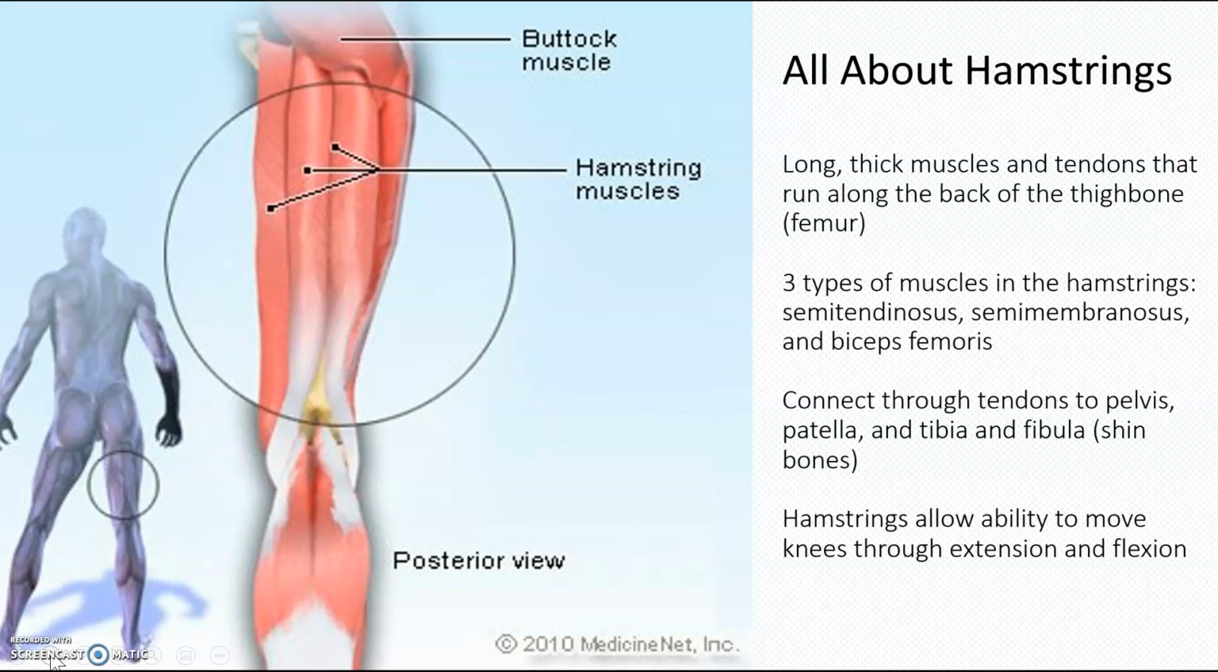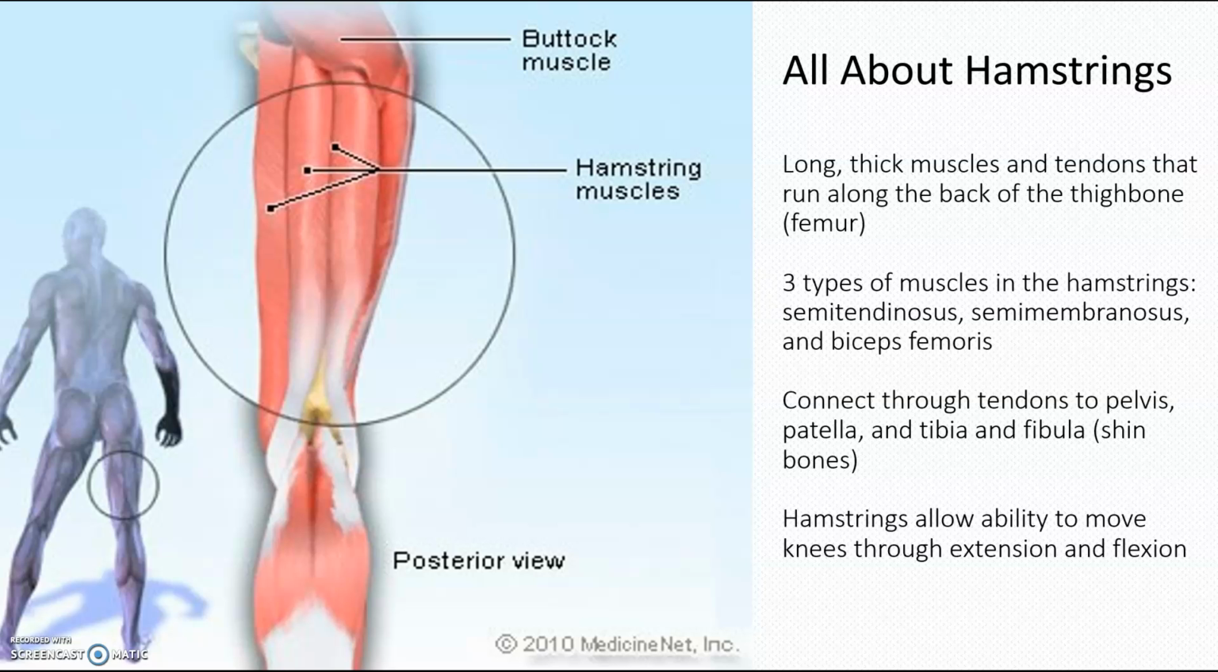So your hamstrings are long, thick muscles and tendons that run along the back of your thigh bone, which is also called your femur. They consist of three muscles: your semimembranosus muscle, which is right here, your semitendinosus muscle right here, and then your biceps femoris over here. Your hamstrings connect through tendons to your pelvis, your patella, which is your kneecap, and tibia and fibula.